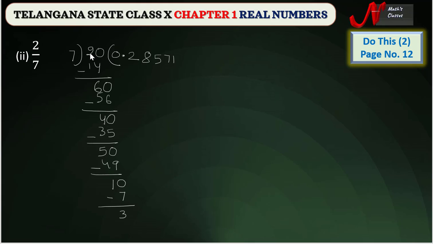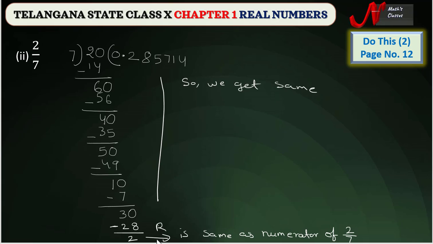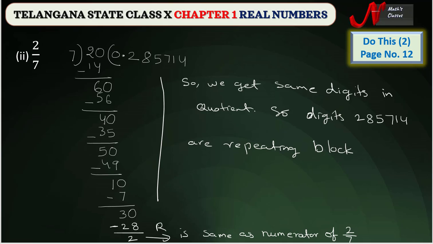3 is less than the divisor 7. So we keep the 0 after 3. It becomes 30. Now 7 4s are 28. By subtracting we get 2 as remainder. Here the remainder is the same as the numerator of 2 by 7. So we get the same digits in the quotient. So the digits 2, 8, 5, 7, 1, 4 are the repeating block of digits in the quotient.